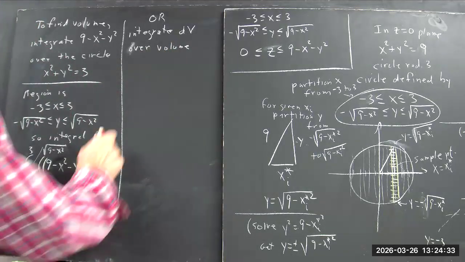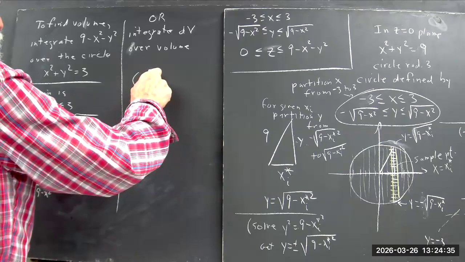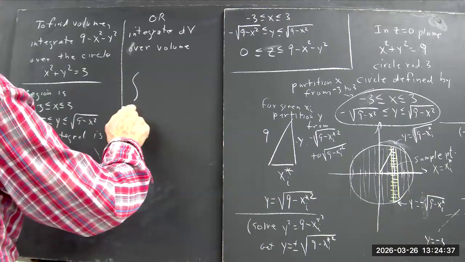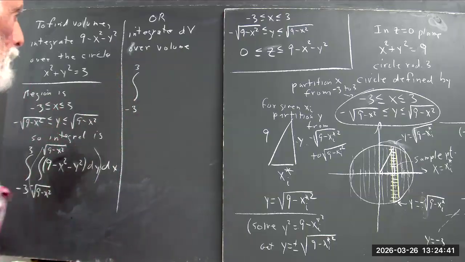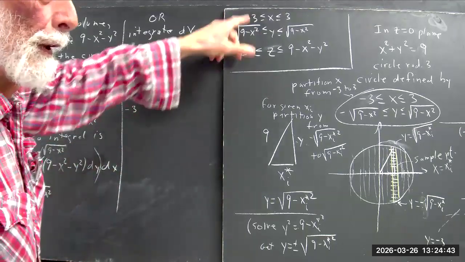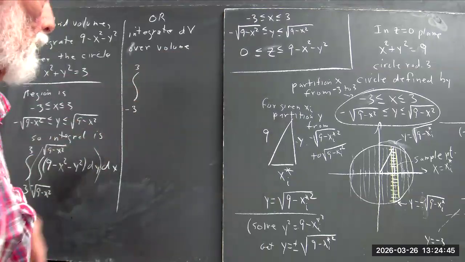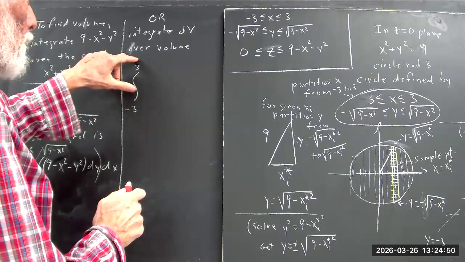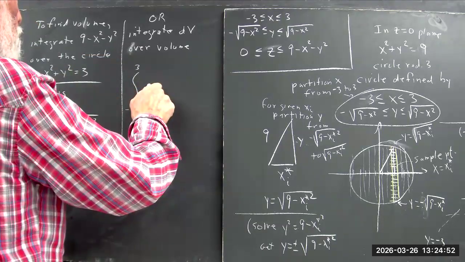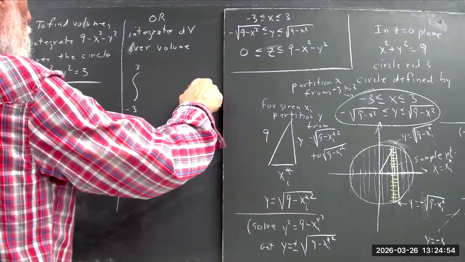Integrate dv over the volume. Okay, that integral is going to go from -3 to 3 because of this. Right here is exactly what you need to write out the limits on this integral. X goes from -3 to 3. So we'll say, okay, -3 to 3 is going to be with respect to x.